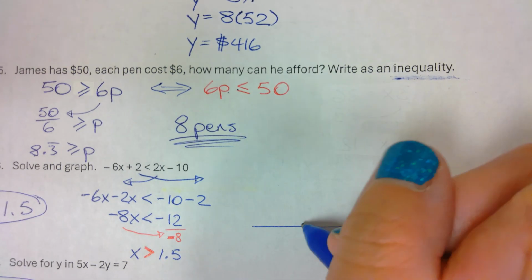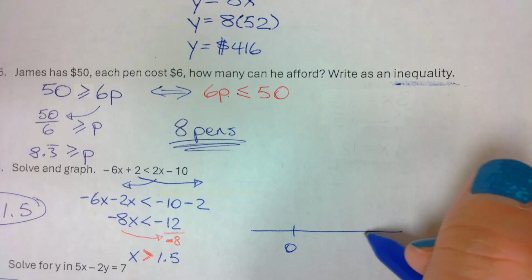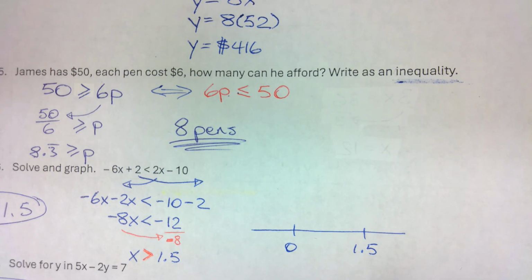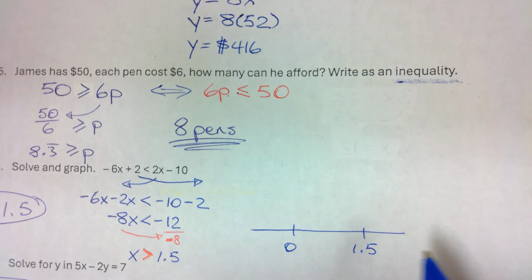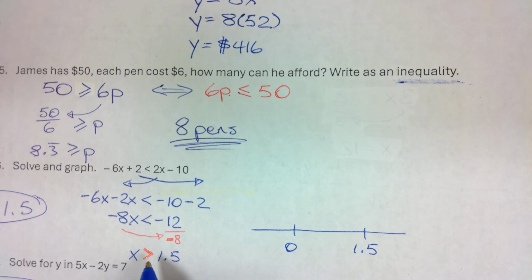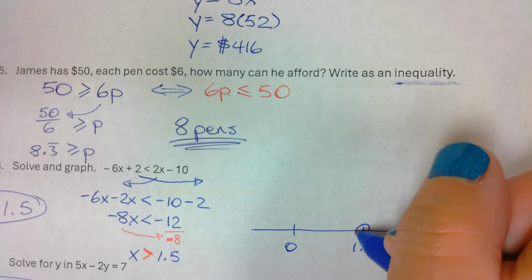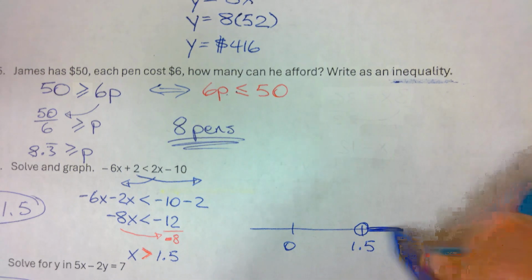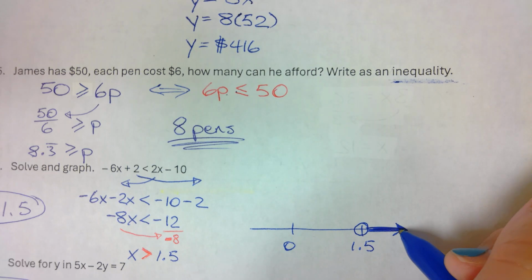When I draw my number line, I just have to put in 0 and 1.5. I don't need the others, okay? Since it's only greater than and not greater or equal to, it's a hollow circle, open circle, and greater means I point it to the right.